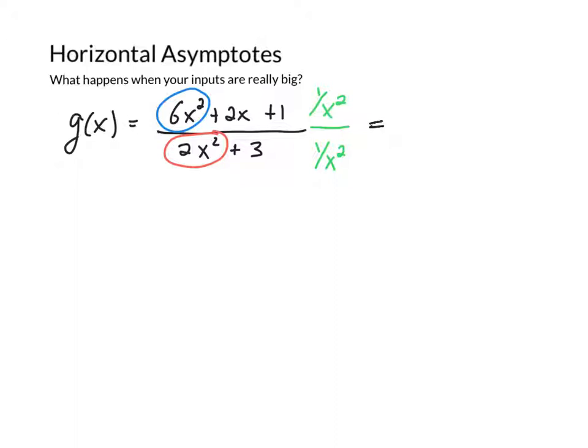what you notice is 1 over x squared times 6x squared is just going to be 6. And then 1 over x squared times 2x. So if I take this 1 over x squared right here, multiply by this 2x, one of the x's will cancel out. And what you're left with is plus 2 over x. And then multiply by 1 is just plus 1 over x squared. And then if I do the same thing in the denominator, the x squareds are going to cancel in the first term, and I'm going to be left with plus 3 over x squared. Okay.